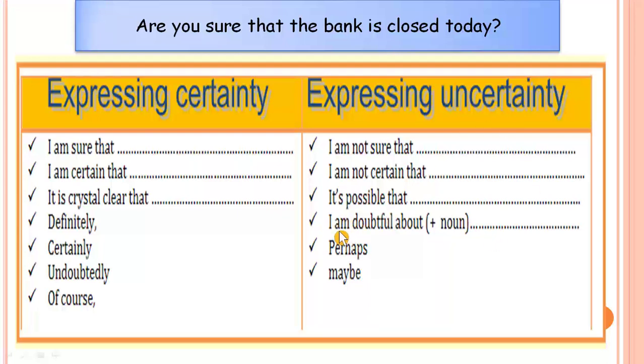Or you can say I am doubtful about. Doubtful, the noun is doubt, كتعني الشك. Okay, الاسم doubt كتعني الشك. I am doubtful about, followed by a noun, for example I am doubtful about it. Okay, or I am doubtful about that. Or you could say I am doubtful about the fact that the bank is closed today. Or we could use adverbs, for example perhaps, which means ربما, or maybe, ربما. Okay, which means I am not really sure. Perhaps and maybe are the opposite of certainly and definitely. And that's it for today, and I wish you best of luck.